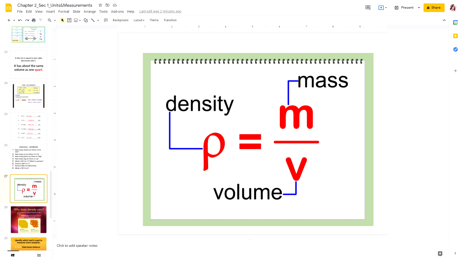Now, there's another unit or entity that we encounter usually, and this is density. The symbol for this is like a small p, but it's actually a Greek letter represented by the Greek rho. So rho is equal to mass over volume.